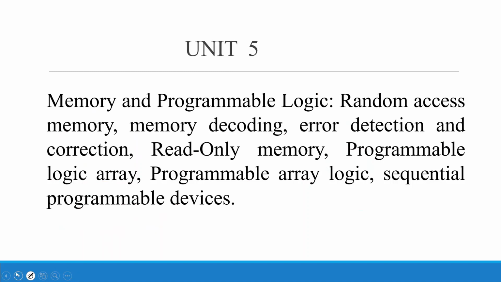And in the fifth unit, we have memory and programmable logic. Memory in the sense, again we have RAM, ROM and all. Random access memory: how it can be constructed, how it is designed, how it is used. That's all we are going to discuss in the fifth unit. And memory decoding, error detection, and how the detected error can be corrected. That's what we are going to discuss.